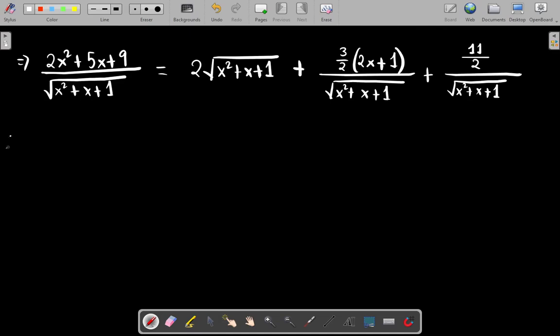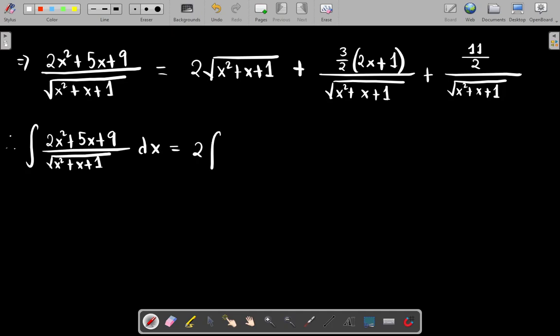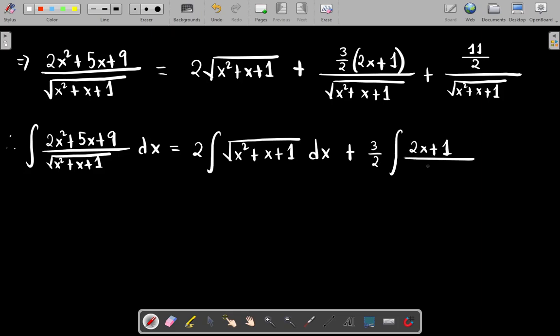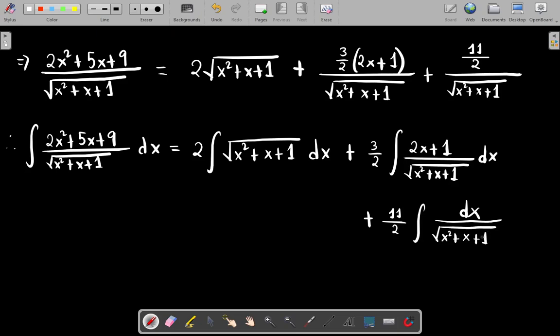Now we'll integrate both sides with respect to x. So the integral of 2x square plus 5x plus 9 upon this square root of x square plus x plus 1 dx is equal to 2 times integration of square root of x square plus x plus 1 dx, plus for the second integral, if I take this constant out, this will become 3 by 2 times 2x plus 1 upon square root x square plus x plus 1 dx, plus for the last integral, if I take this 11 by 2 constant out, this will become 11 by 2 times dx upon square root of x square plus x plus 1, right?